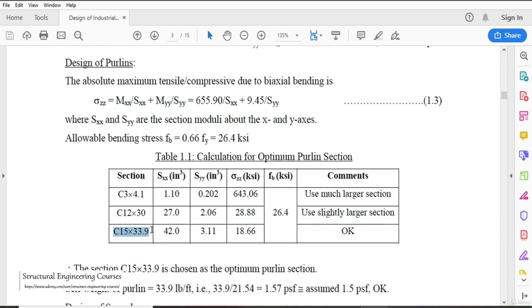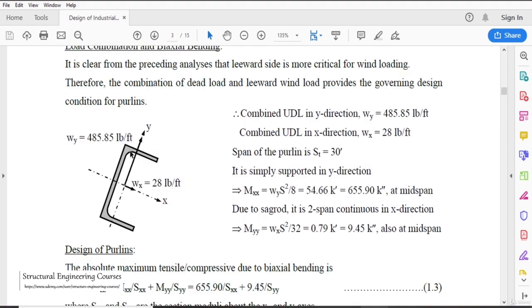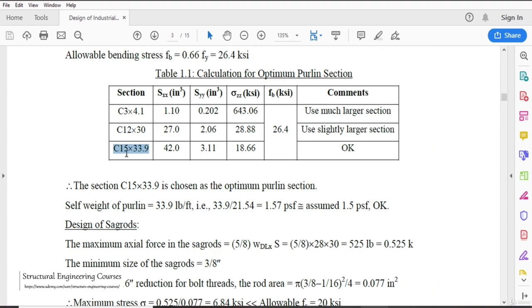C15 into 33.9: this term might be somewhat confusing for you, but it is used to denote a channel section. A channel section is a section that looks like this. In this section, the height from this point to this point is 15 inches, and the unit weight is 33.9 pound per foot.